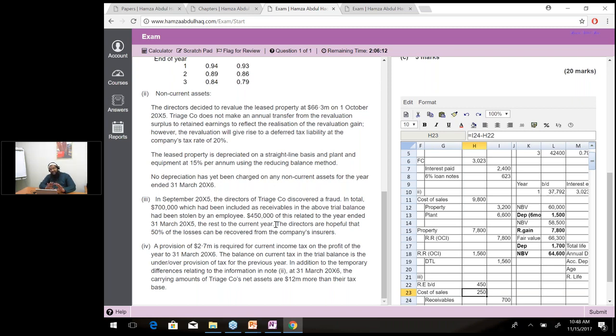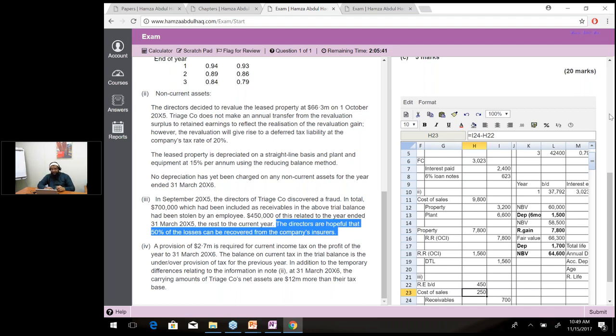So the receivables have been de-recognized by 700 because they have been stolen. We cannot recover them. The amount lost in the previous year was 450, and in the current year 250. Now the question further says that the directors are hopeful that 50% of the losses can be recovered from the company's insurers. Now the question is, should we record the 50% receivable from the insurers or not? What do you people think?